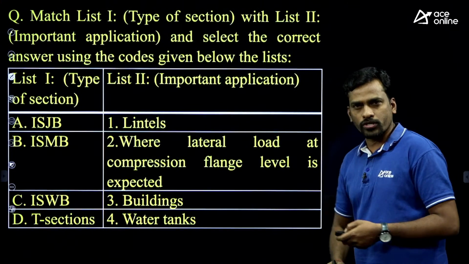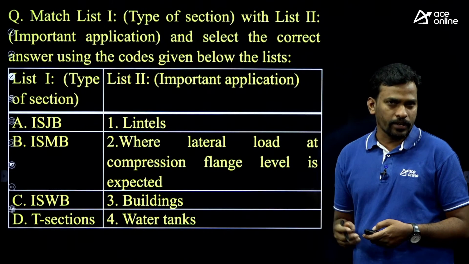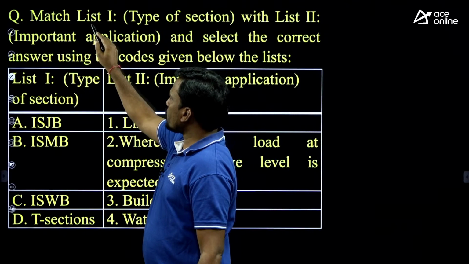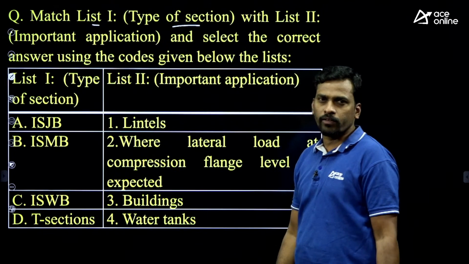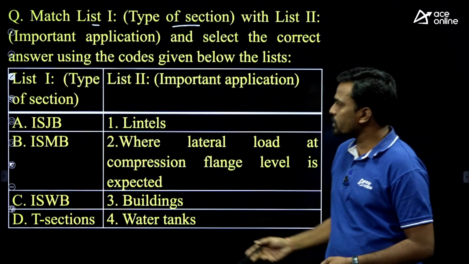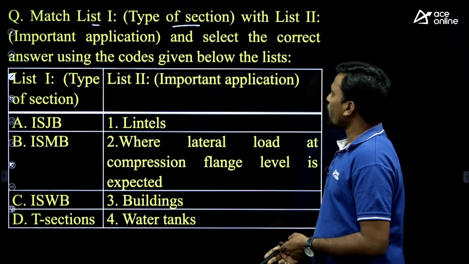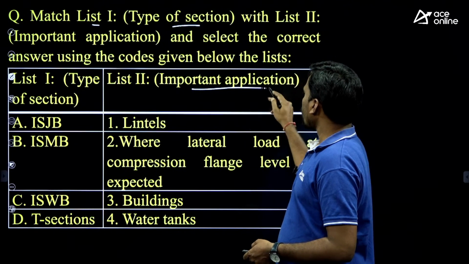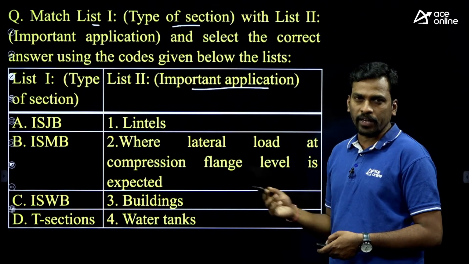First question. This is a question from the first chapter, that is introduction. Here match list 1. In list 1 what is given? Type of section. I gave various types of rolled steel sections. So these are the various types of rolled steel sections, and in list 2 is given where we'll use these rolled steel sections, the applications.